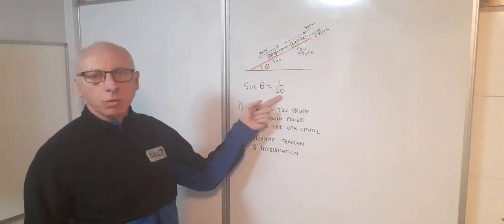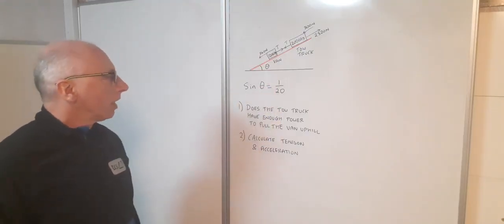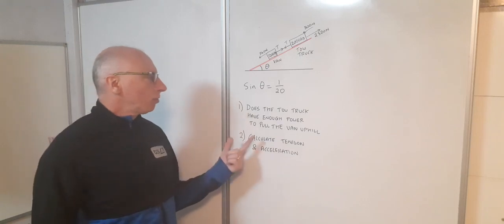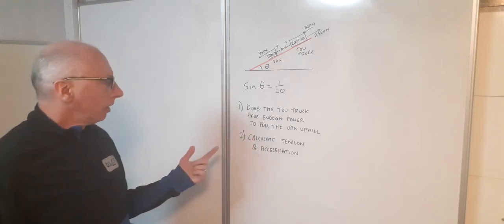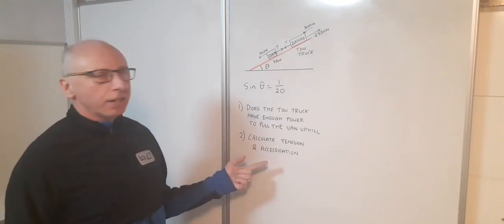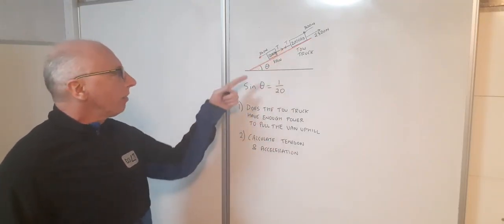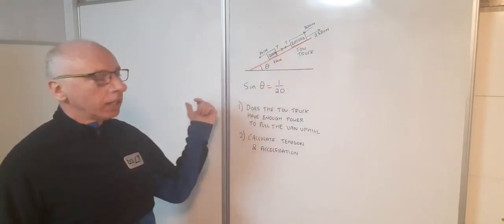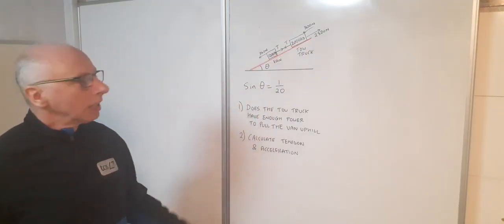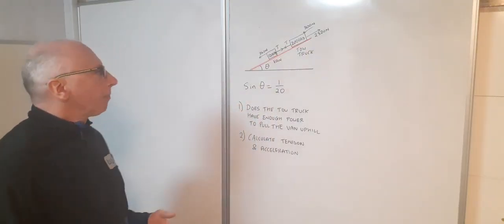What we want to know is, does the tow truck have enough power to pull the van up the hill, and calculate the tension and acceleration. The tension is the tension in the ropes, and for the acceleration, is it going up, or does it actually go down because it's not producing enough power? So let's work that out.